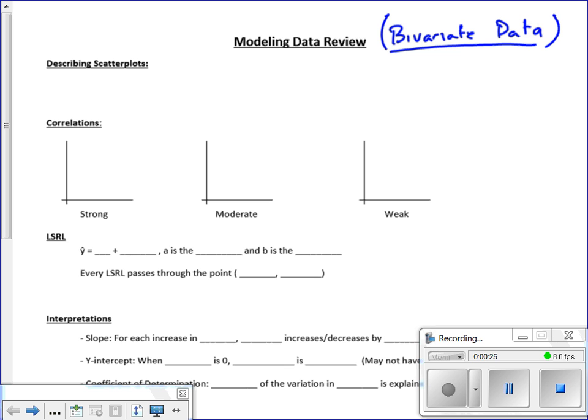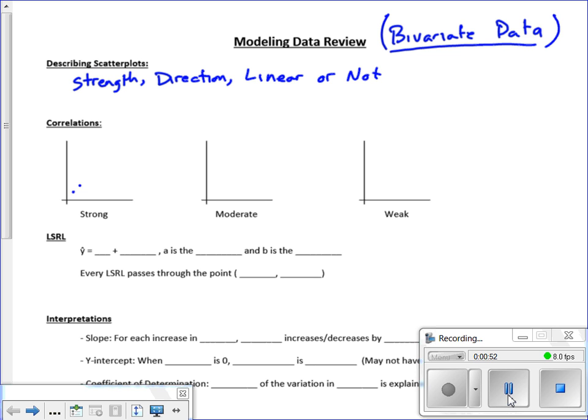Remember, we want to talk about the strength in terms of strong, moderate, or weak, and I'll remind you in just a minute. We want direction, is it a positive or negative? And then we want to determine whether or not it's linear or not. We don't have to say quadratic, it looks cubic, it looks something else. We just need to say, hey, that's linear, that's not linear. We don't need to go into any more details.